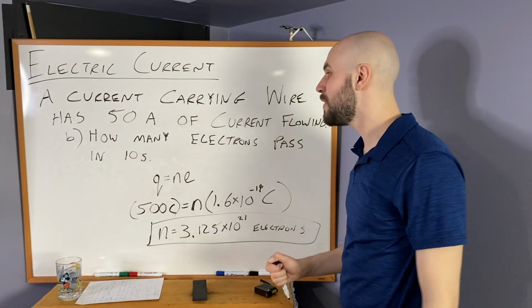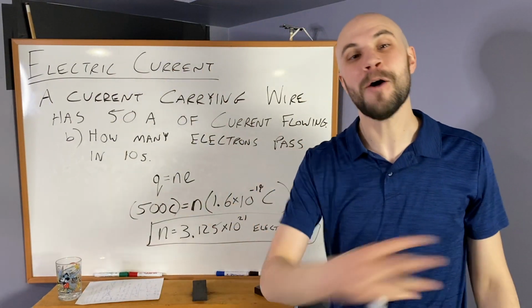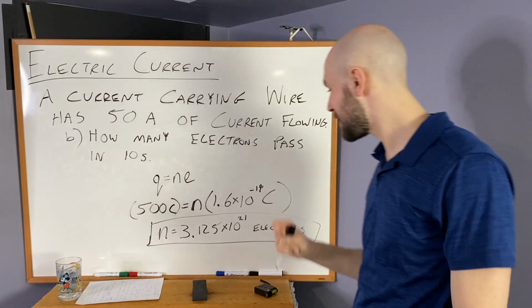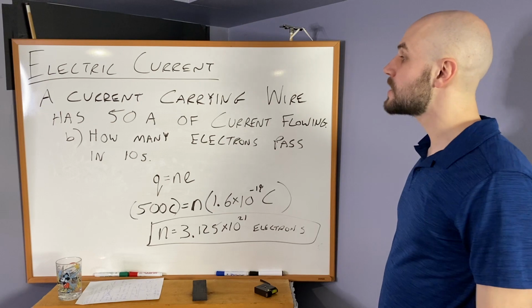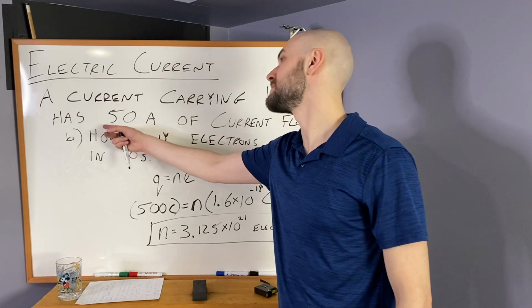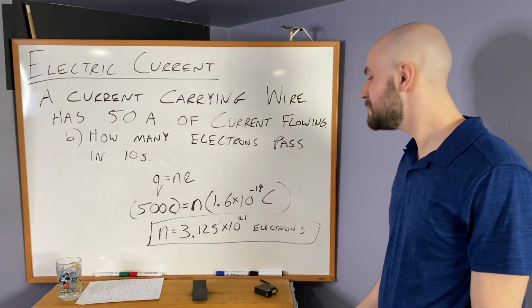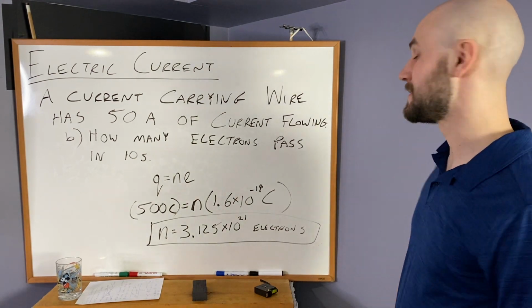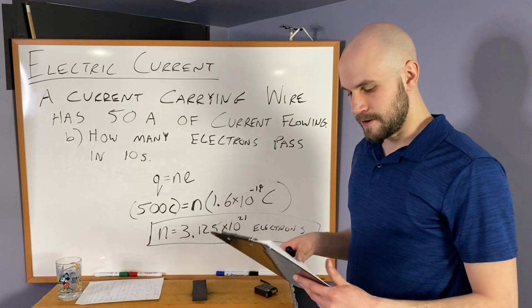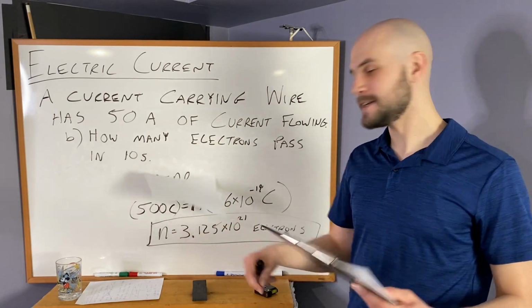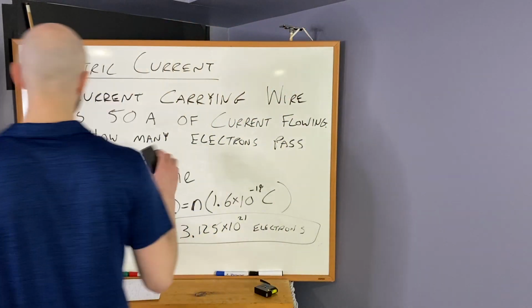3.125 times 10 to the 21, and that was only in 10 seconds. That's how many individual elementary charges pass that point in 10 seconds. So when we have high current wires, things like 50 amps, we're having huge amounts of elementary charges passing that point in a given amount of time. All right. Next, we're gonna erase.